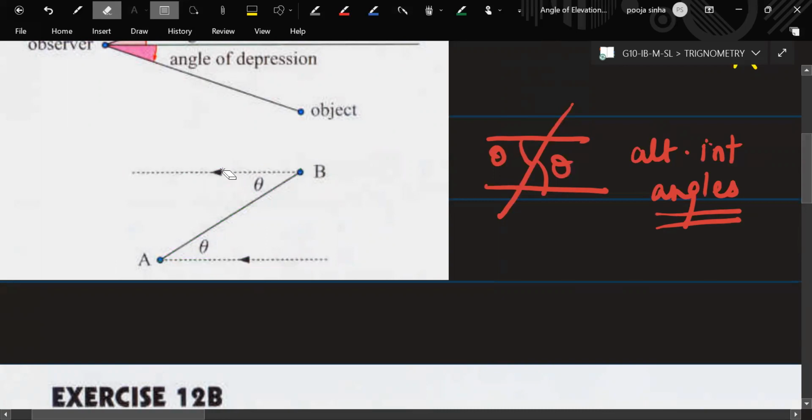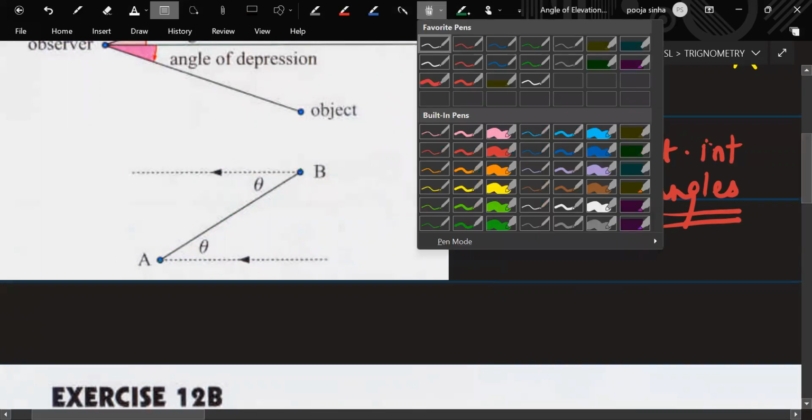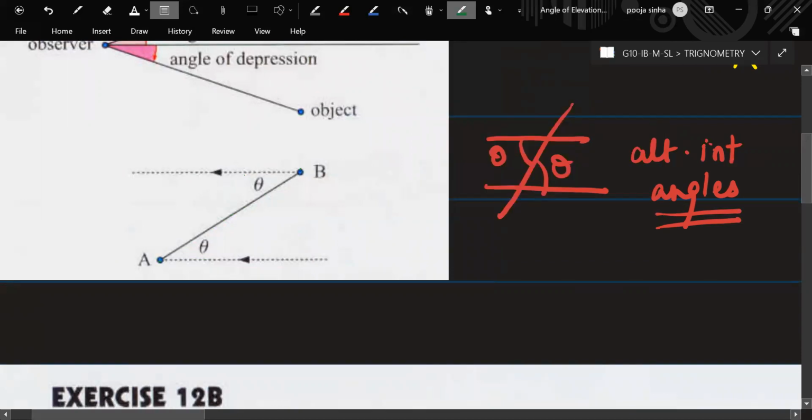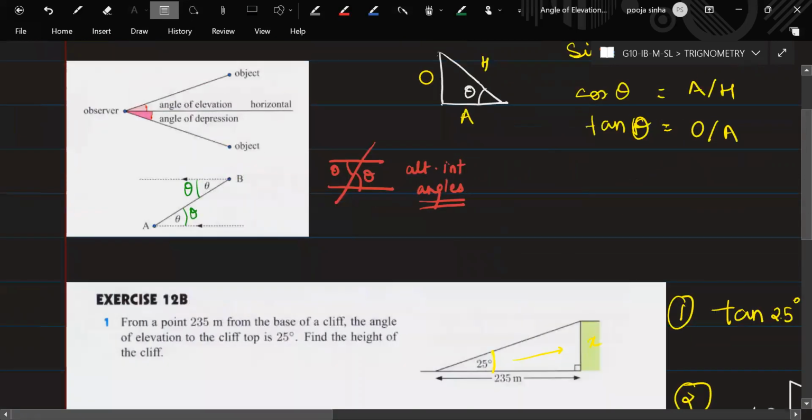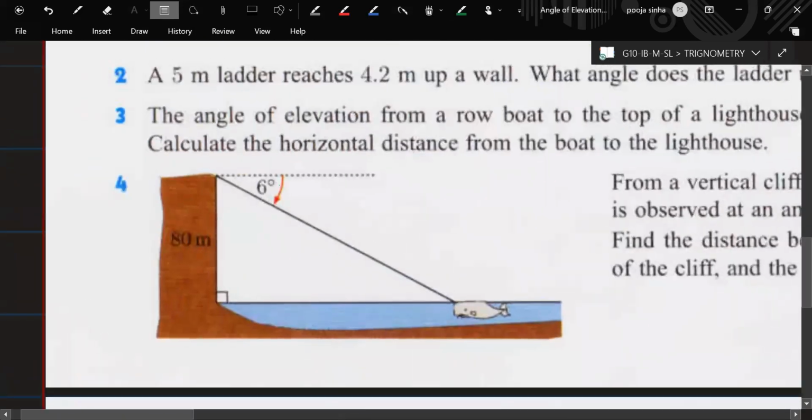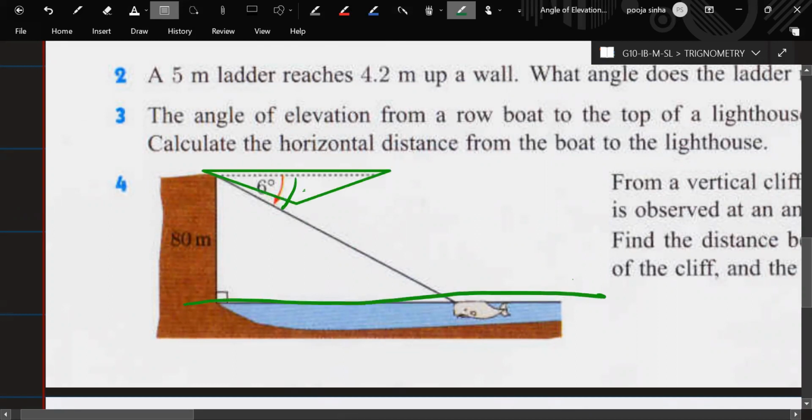So whenever you're making this, here angle of elevation was given to us, but what are we doing? If this is theta, we have to first make this as theta by saying that since they're alternate interior angles, even this is theta, and then start your calculation. So in this question also, this was theta, the angle of elevation. So this line and this line are going to be parallel to each other.